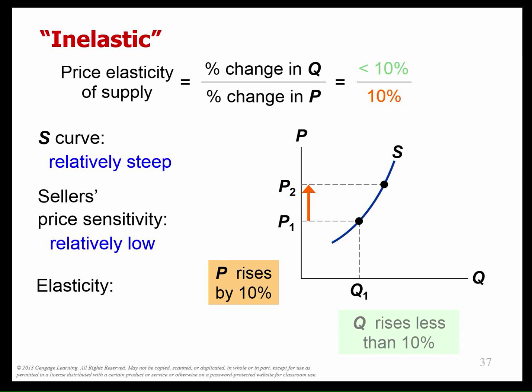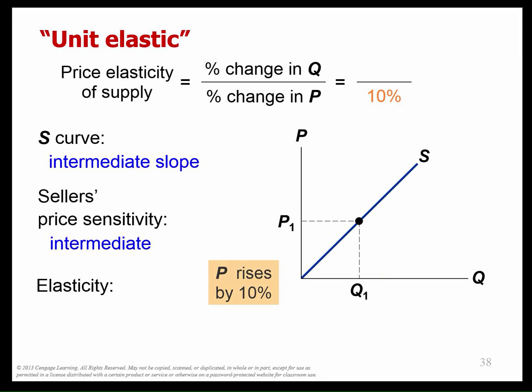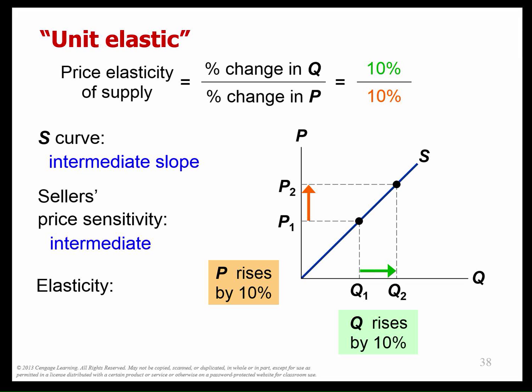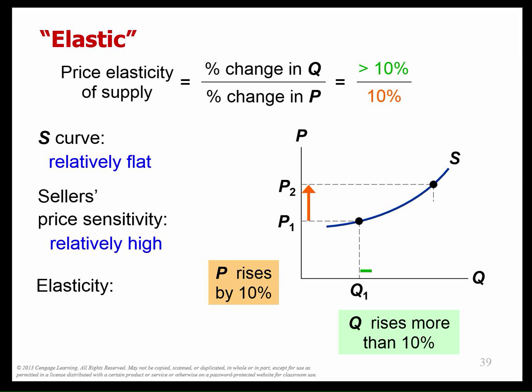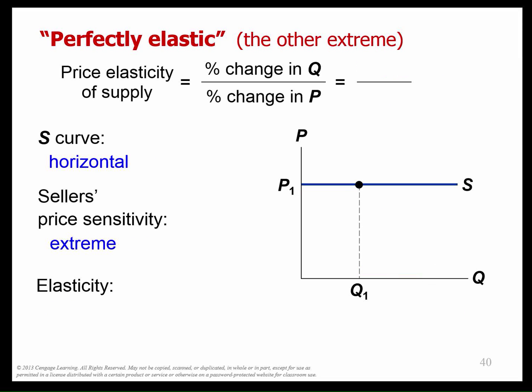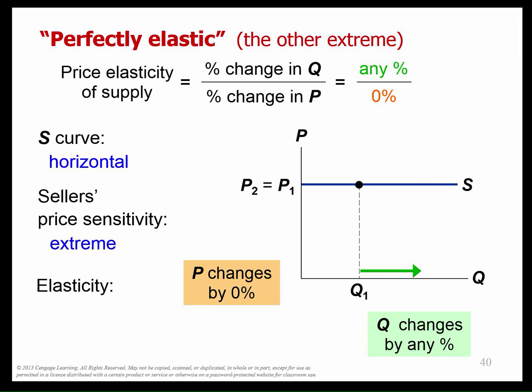An upward sloping curve, we call this inelastic. Elasticity is less than 1. In this example, price rises by 10%, quantity rises by 10%, elasticity is exactly 1. In this one, it's getting flatter, so the quantity rises by a whole lot more than the price does, and I have something greater than 1 for elasticity. And perfectly elastic, anything divided by 0 is infinity.